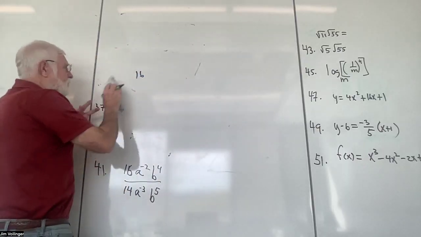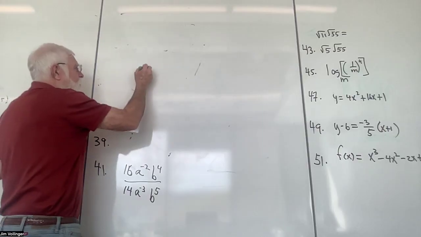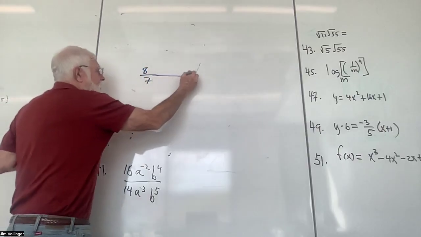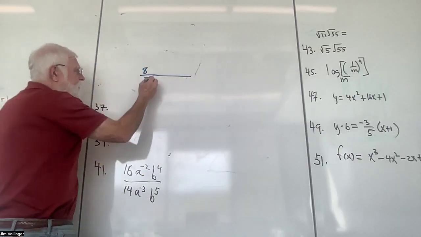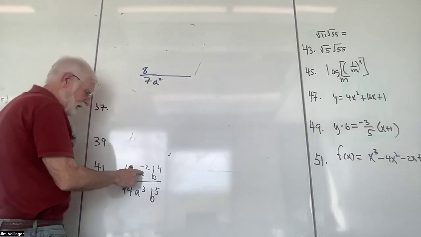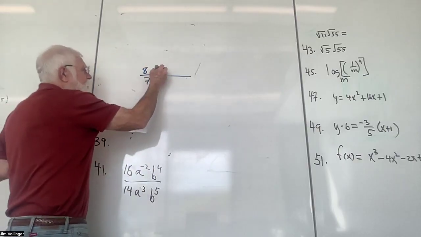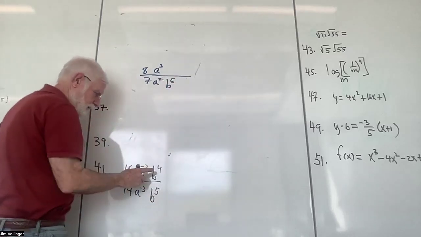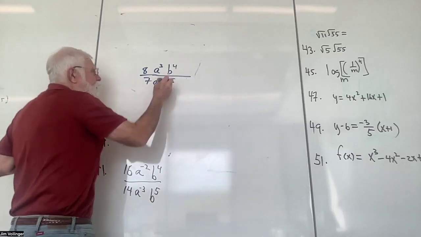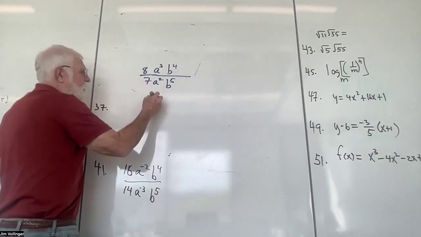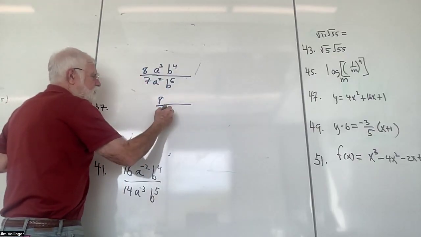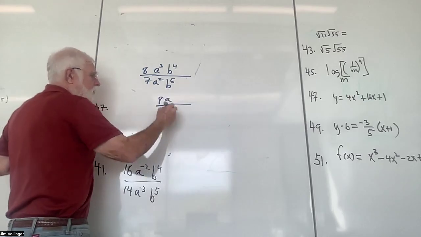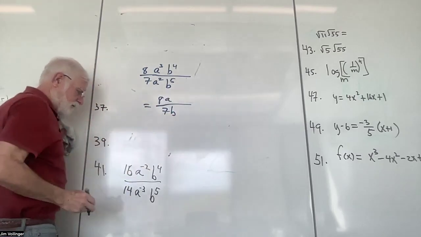16 over 14. I might as well do that right now. 8 over 7. Now we're going to move all the negatives into the other location. So I see a negative. I see a negative. I see a positive. I'm going to keep it there. I see a positive. I'm going to keep it there. So this is 8 sevenths. 8 sevenths A with a B. That's what that one is.